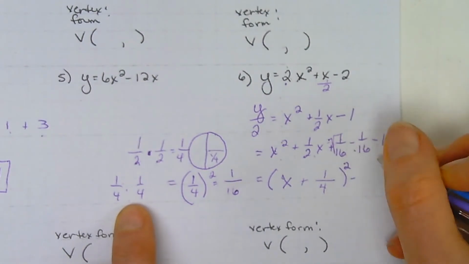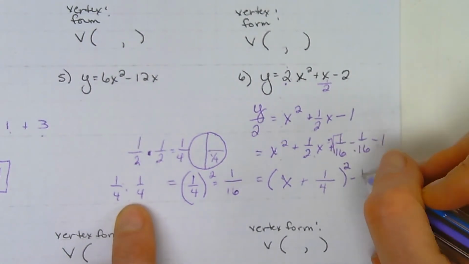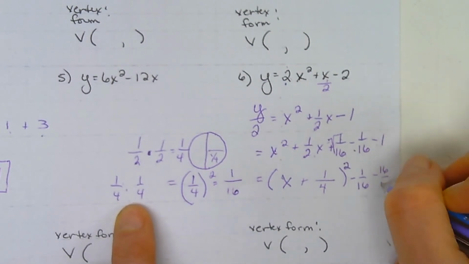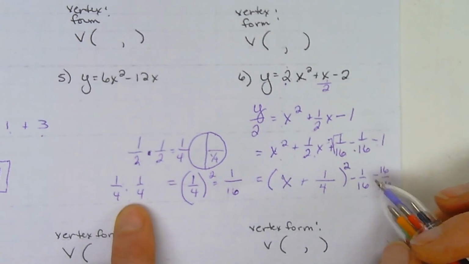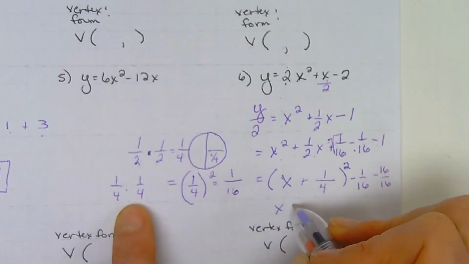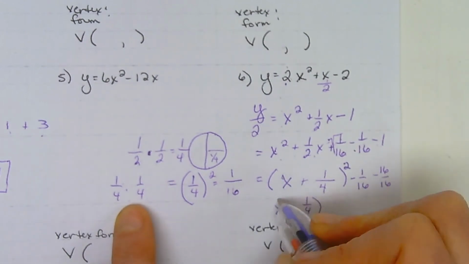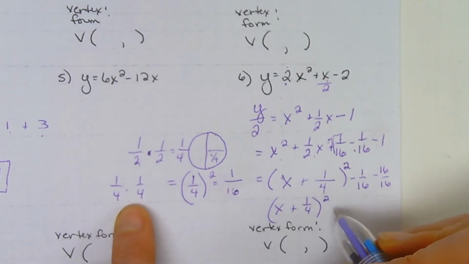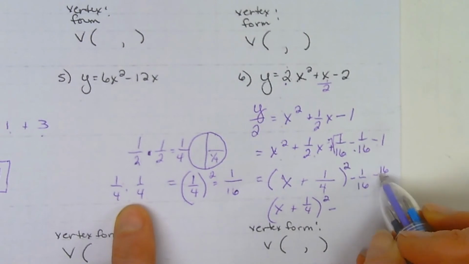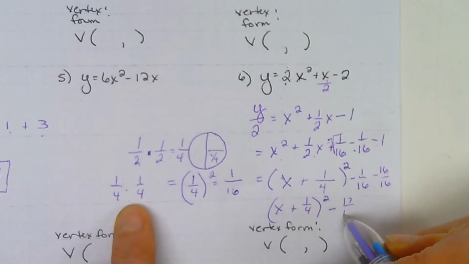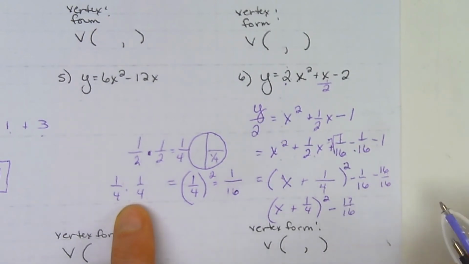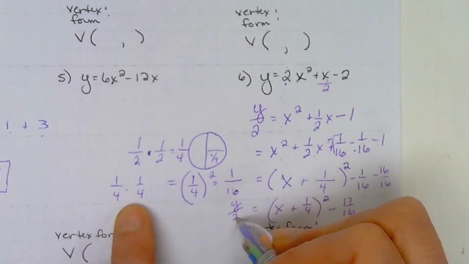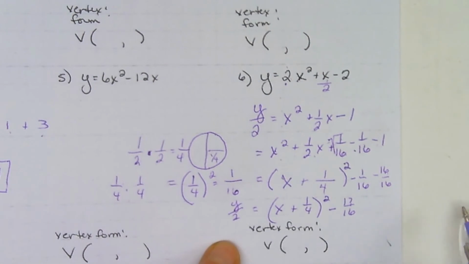Well, there's a lot of ways I could look at that, I guess. Minus 1/16 minus, let's rewrite that as 16 over 16. So I get x plus 1/4 squared minus 1 minus 16 is minus 17 over 16. And I have that equal to y over 2. So I'm not quite done. I need to multiply everything by 2.